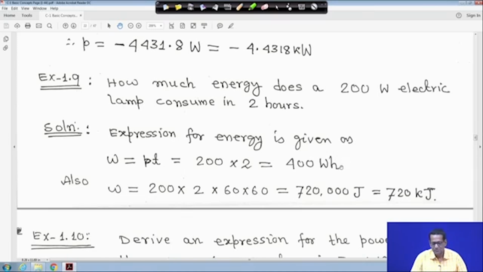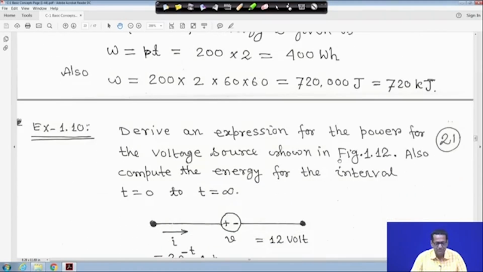As soon as you make this watt hour into watt second, since 1 hour is equal to 60 into 60, 3600 seconds, multiplied by 400, this is so much watt second, and joule per second is equal to watt. So joule is equal to watt second. That means this unit watt second is equal to joule, which is 720 kilojoule. A small example. Now another example, example 10.